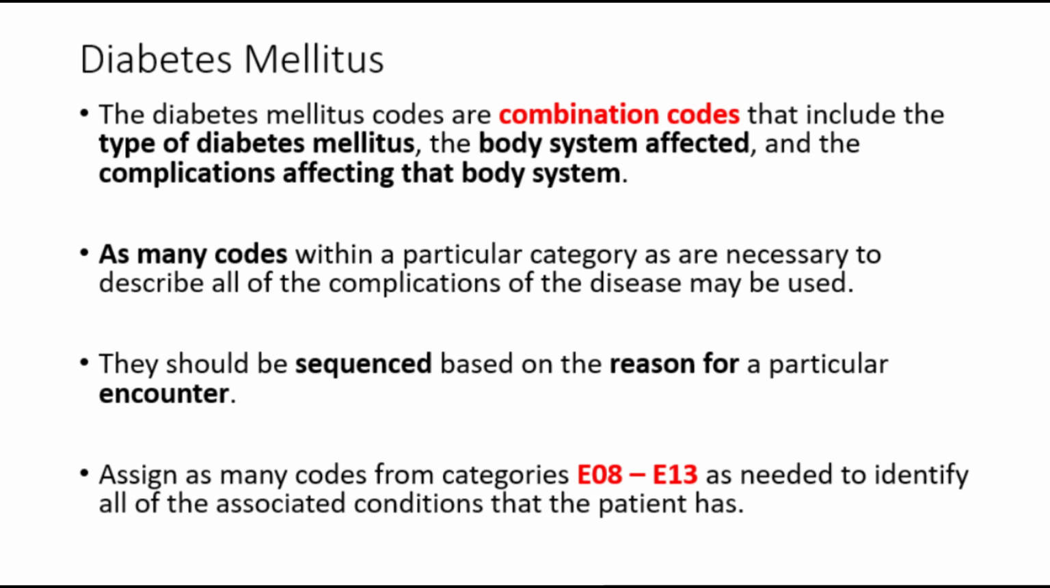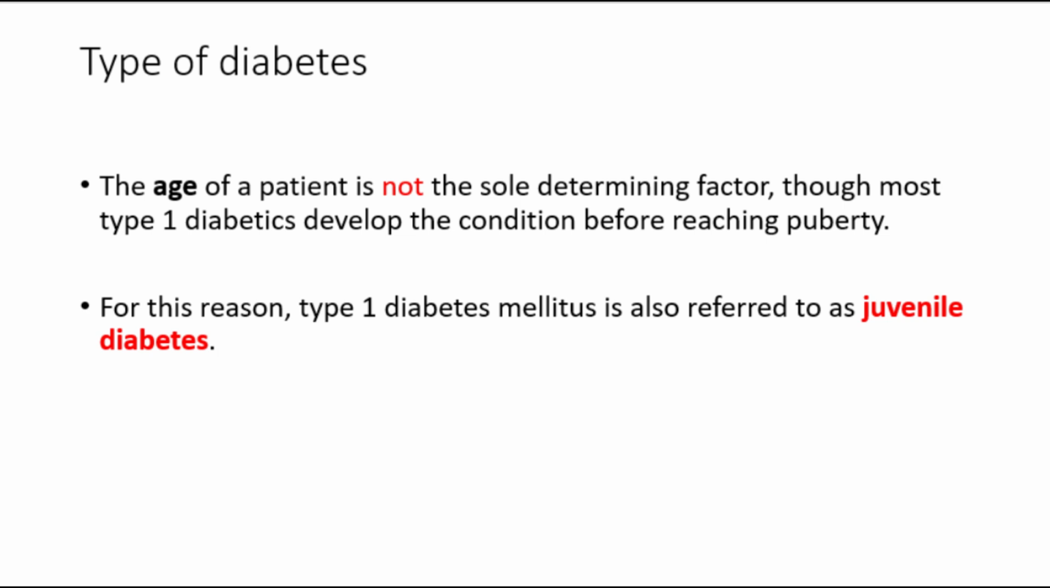Assign as many codes from categories E08 to E13 as needed to identify all of the associated conditions that the patient has. The age of a patient is not the sole determining factor, though most type 1 diabetics develop the condition before reaching puberty. For this reason, type 1 diabetes mellitus is also referred to as juvenile diabetes.